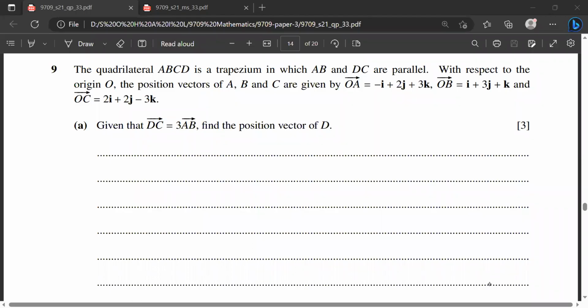Well, guys, this is a question from summer 21, 9709, variant 33. Question number 9. The quadrilateral ABCD is a trapezium in which AB and DC are parallel. With respect to the origin O, the position vectors of A, B, and C are given by OA, OB, and OC. Given that DC is equal to 3AB, find the position vector of D.